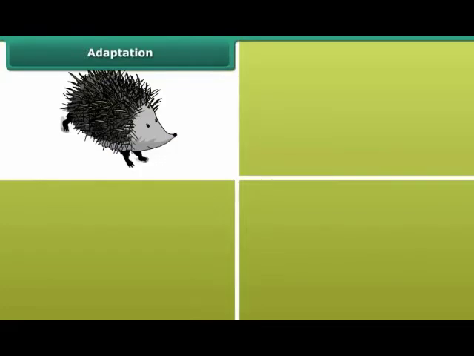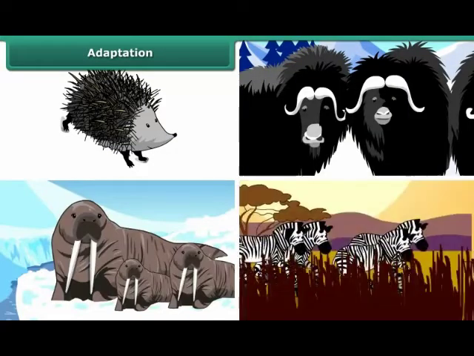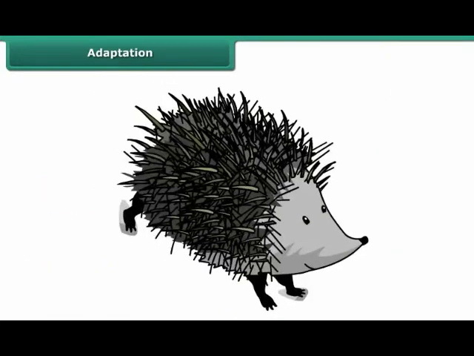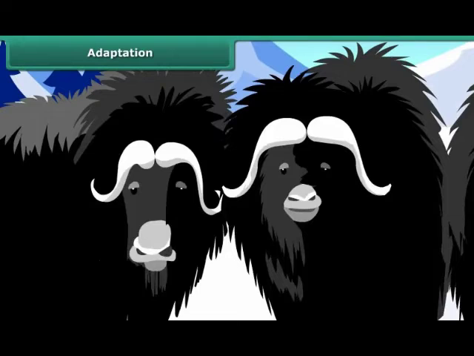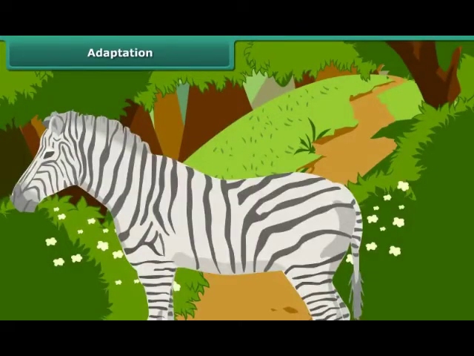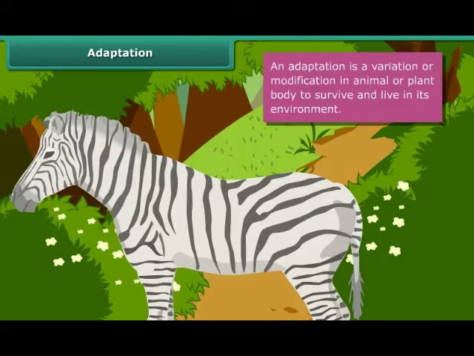Animals like porcupine, yak, seal, and zebra have different types of physical features to survive and live in the surroundings. Porcupine has needle-shaped quills, yak has thick fur, and zebra has striped skin, which can be easily mistaken for bushes. These specific features are known as adaptations. An adaptation is a variation or modification in an animal or plant body to survive and live in its environment.